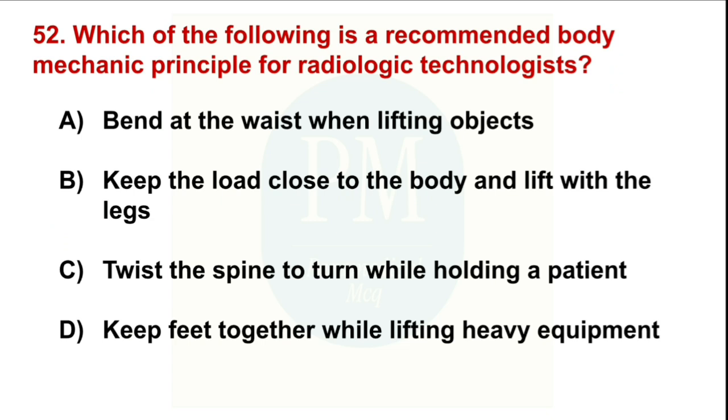Which of the following is a recommended body mechanics principle for radiologic technologists? Option A, bend at the waist when lifting objects. Option B, keep the load close to the body and lift with the legs. Option C, twist the spine to turn while holding a patient. Option D, keep feet together while lifting heavy equipment. The correct option is option B, keep the load close to the body and lift with the legs.